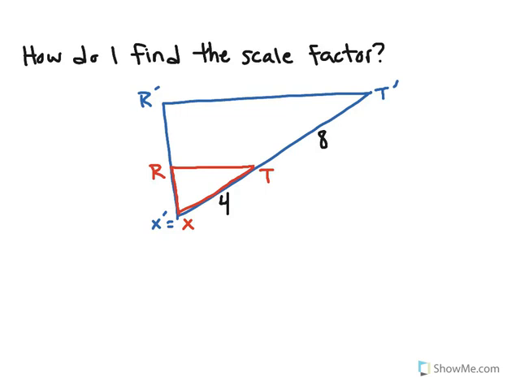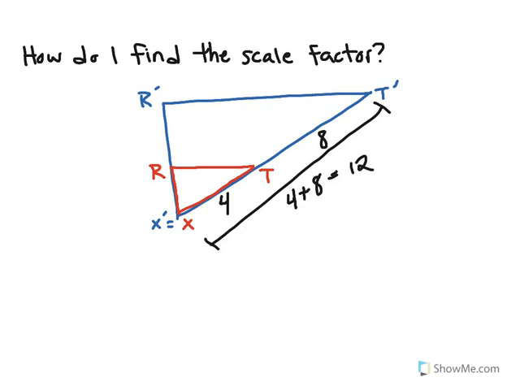Here we have two triangles. The pre-image is the red figure, triangle RTX, and the blue triangle is the image. So we're obviously going from something small to something large, and we want to figure out just how much it grew by. It gave us some information: XT on the red triangle has a length of 4, and X prime T prime has a length of these combined lengths, which would be 4 plus 8, which is 12. So it's the sum of those two different pieces to give me that whole big piece.